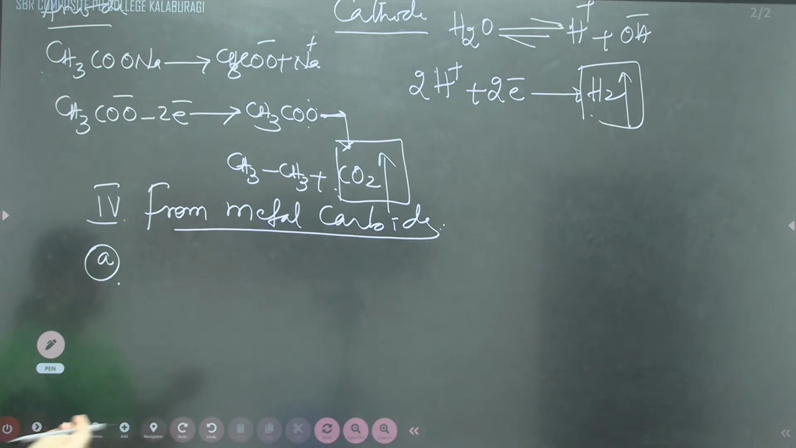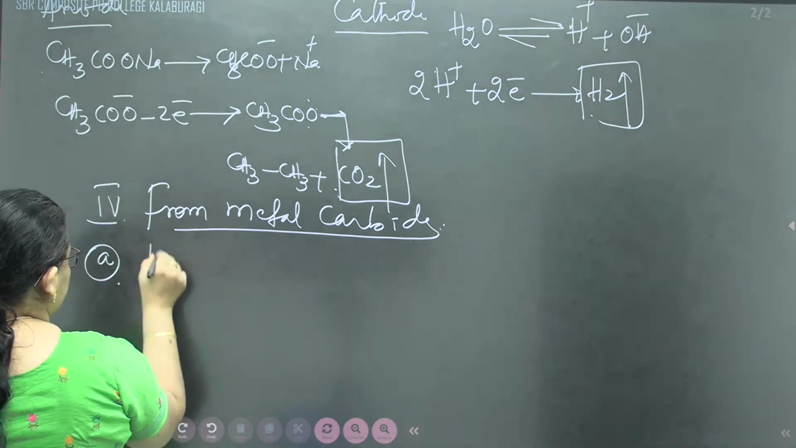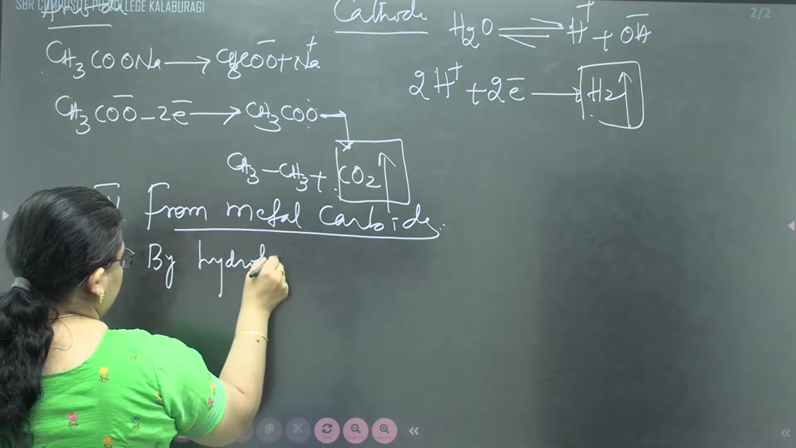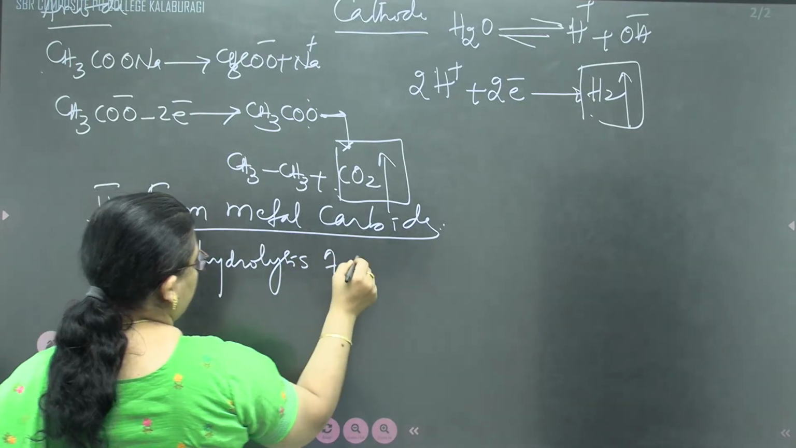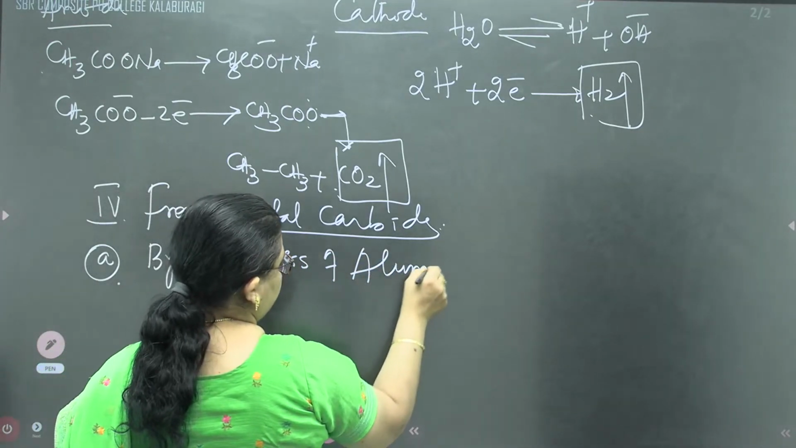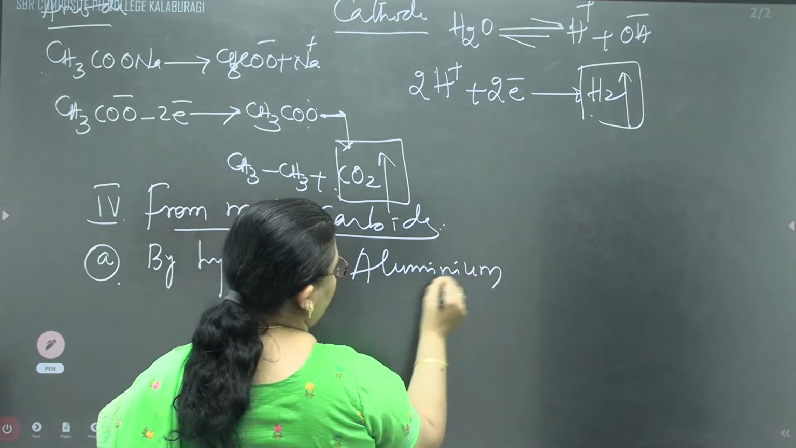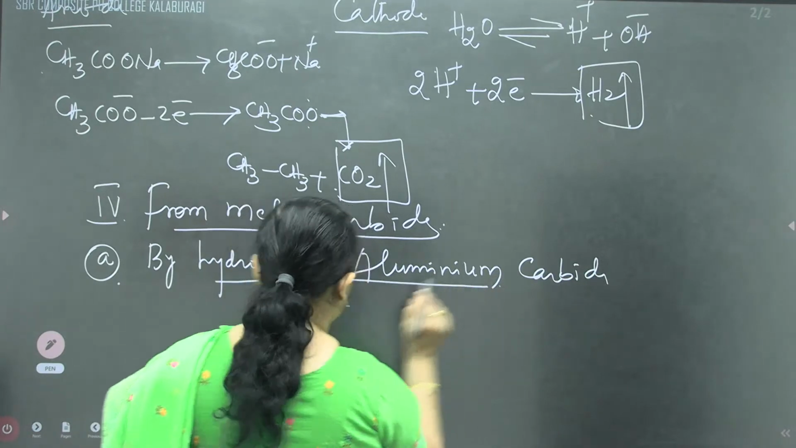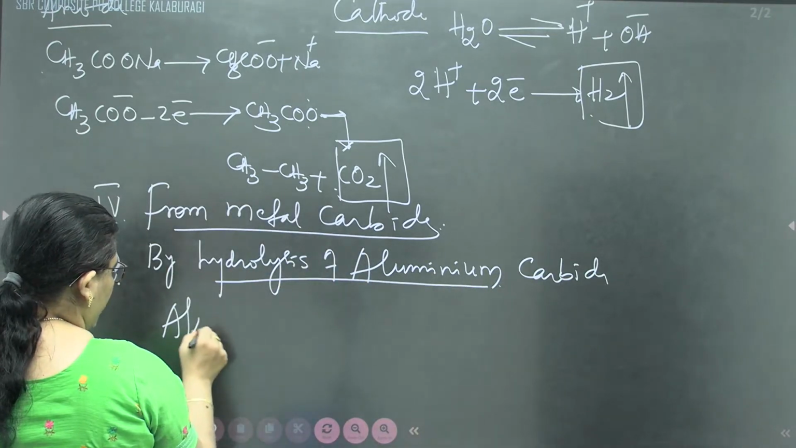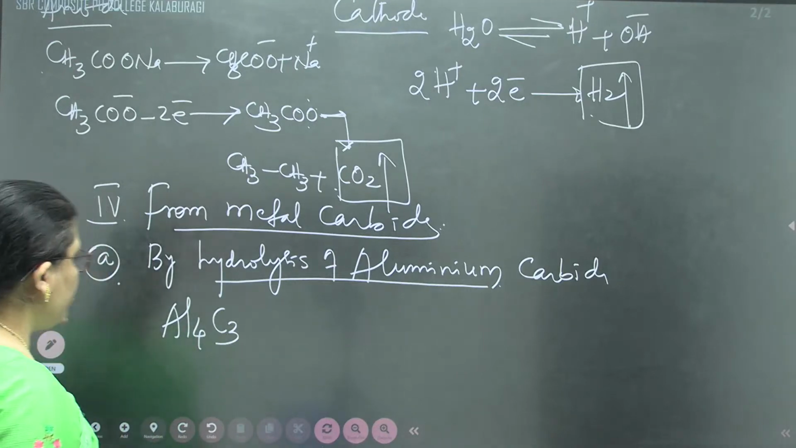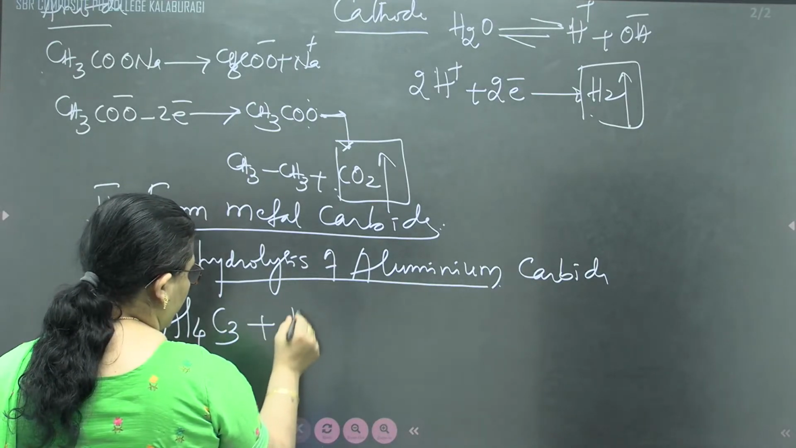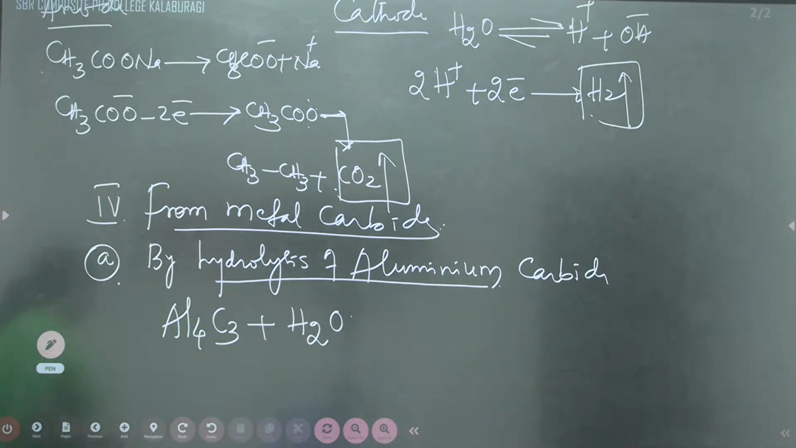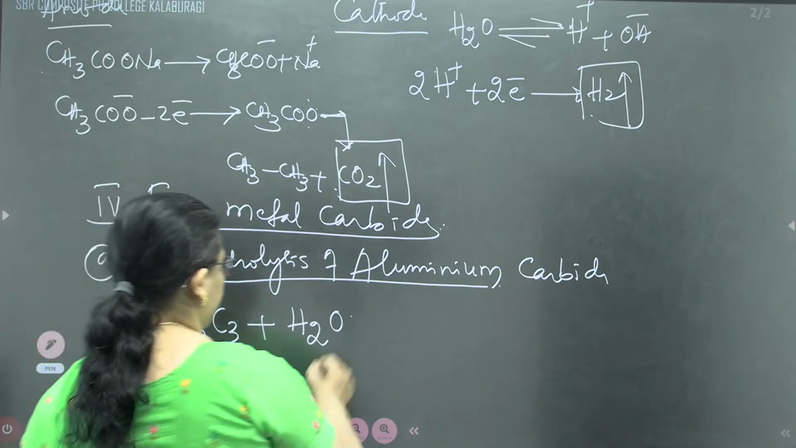Two metallic carbides are there. One is by hydrolysis of aluminium carbide. Al4C3 is called aluminium carbide. Aluminium carbide on hydrolysis will produce methane.